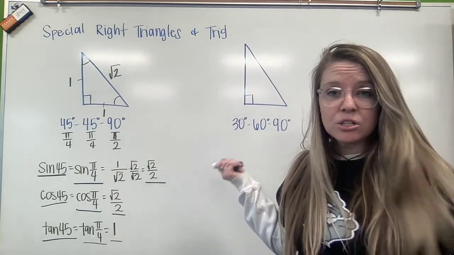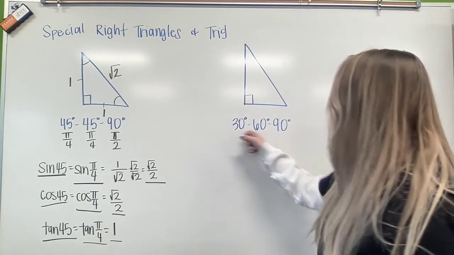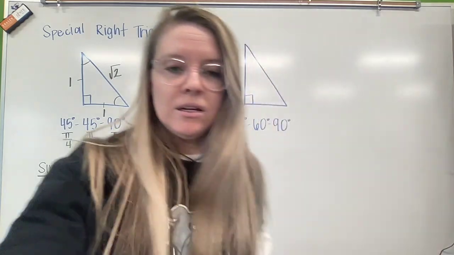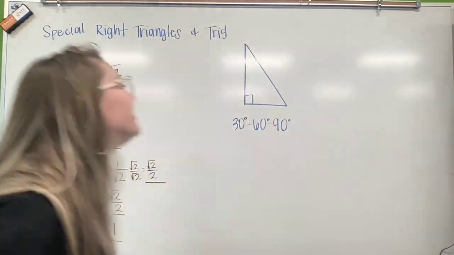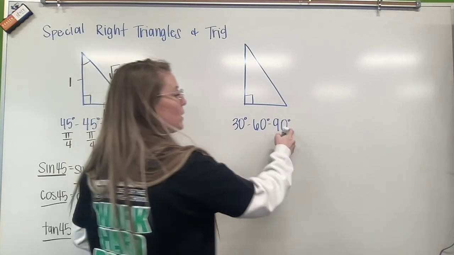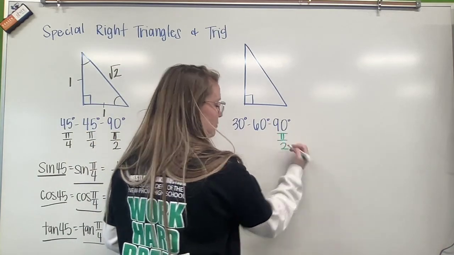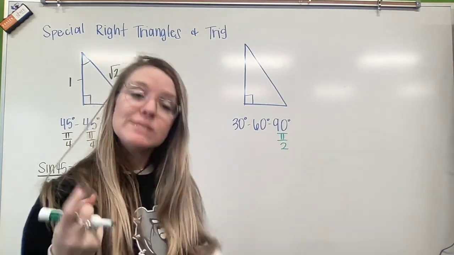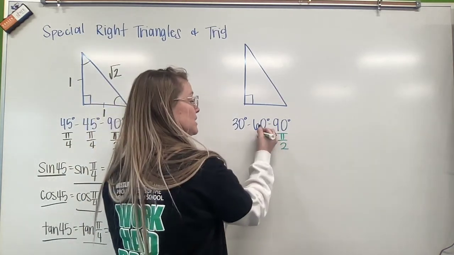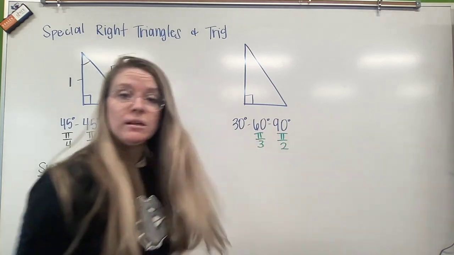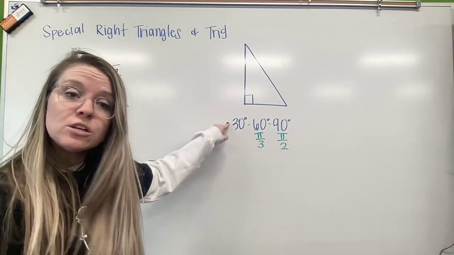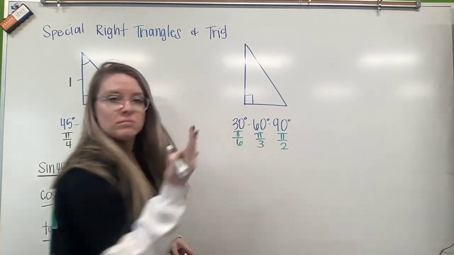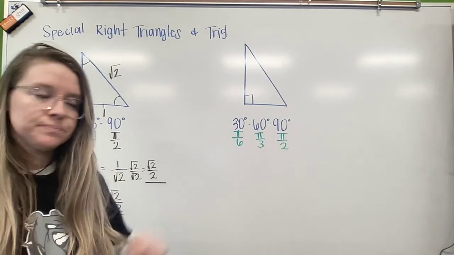Okay. Now we're going to do the same thing with our 30, 60, 90. This has 2 different angles that we have to take care of, so there's going to be a little bit more listed here. All right. So, again, we know 90 degrees is pi over 2. How many times does 60 go into 180? It goes in 3 times. So 60 degrees is equal to pi over 3. 30 degrees goes into 180 6 times, so it is a sixth of 180 degrees, so pi over 6.